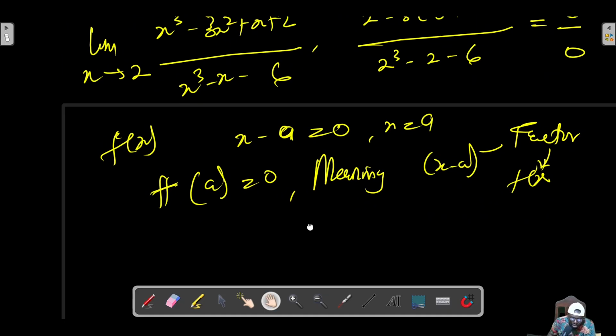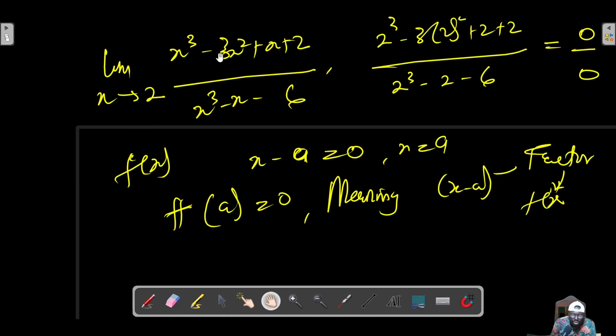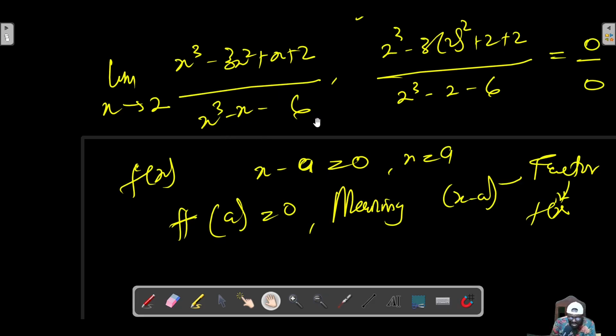That's the meaning. So after substituting x is equal to 2 into both polynomials, the numerator and the denominator, we end up with 0 on 0. So x minus 2 is a factor of this expression, x cubed minus x minus 6. The same thing, x minus 2 is a factor of x cubed minus 3x squared plus x plus 2. Then we can divide the polynomial by the factor x minus 2 to get the other factors. We can also do the same for the denominator to get the other factors.